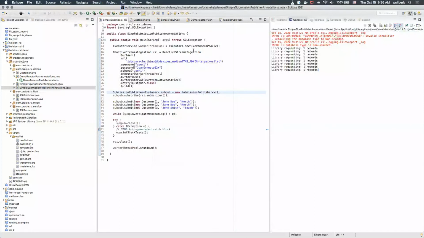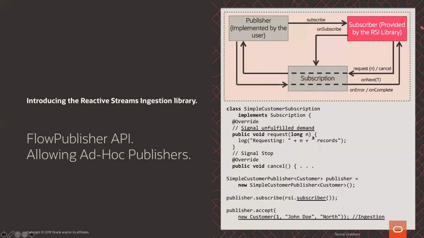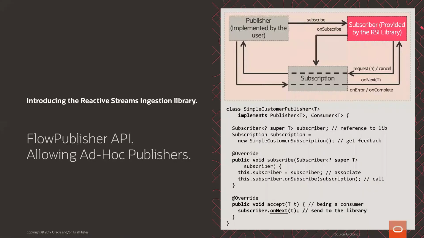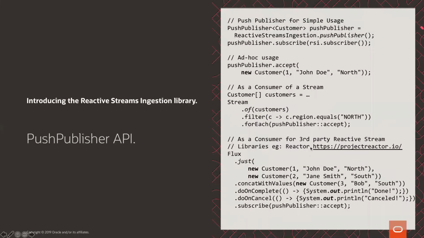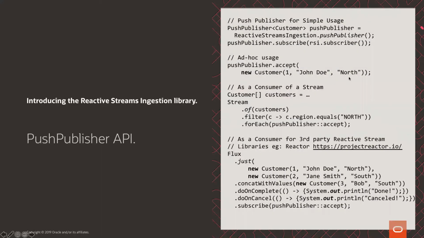So the important conclusion that we can have from here is you can either use this submission publisher from the JDK, you can create your own flow publisher, implementing all this stuff, you can use third-party libraries like this one, or you can use just a push publisher that is going to do only accepting records. What is the problem with using the push publisher against using the flow publisher?